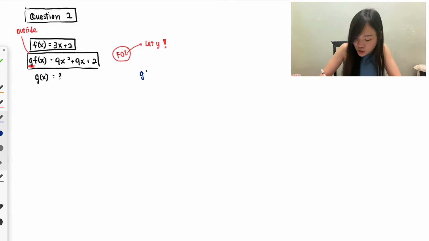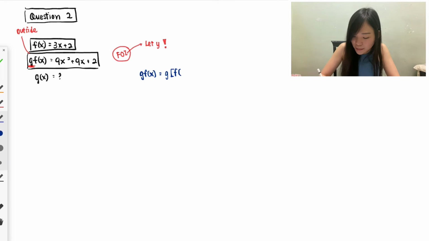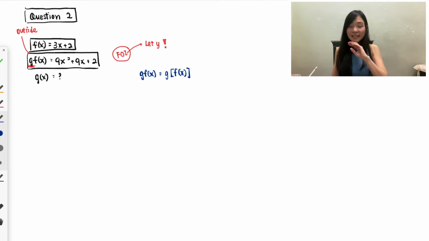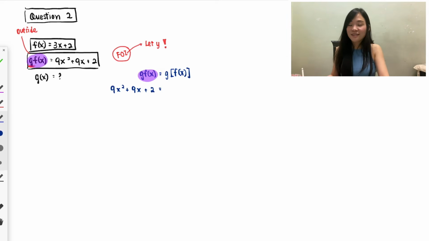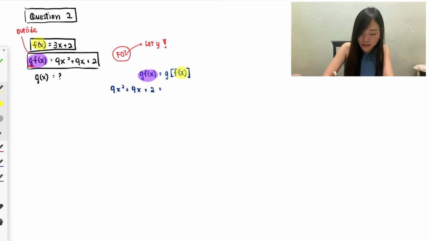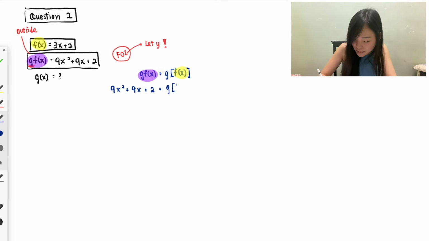So guys, I will start from gfx because there's a known name. Composite function, first step, always split them. Okay, you can see that? Right after you split them, I will sub whatever I have now. So gfx will be the one in purple: 9x squared plus 9x plus 2 for the left hand side. How about the right hand side? Same thing. We will always sub the inside part first. The inside part is called fx. Do I have the fx equation up here? Yes. So I will sub it in. My fx becomes 3x plus 2.